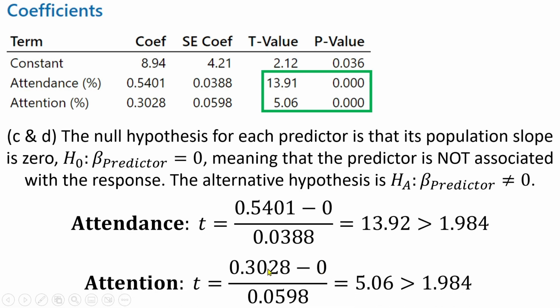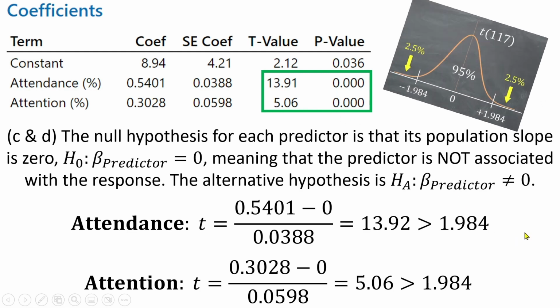Likewise, for attention, we have our point estimate for the slope for attention minus what that slope would be if the null was true, divided by the standard error for that estimate of the slope. Here we get 5.06, also greater than the critical value. And so, again, we're going to reject the null hypothesis. And that's consistent with the fact that the p-value is so small.